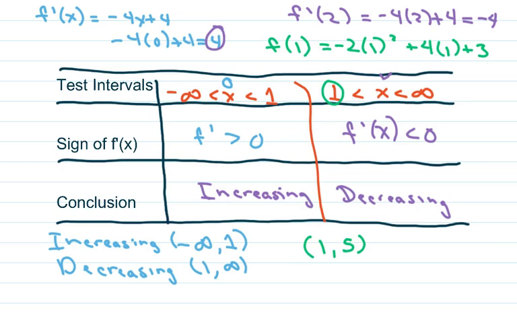5 occurs in this interval here, where it's increasing and then decreasing. So basically this is going to be a relative maximum. Relative maximum.